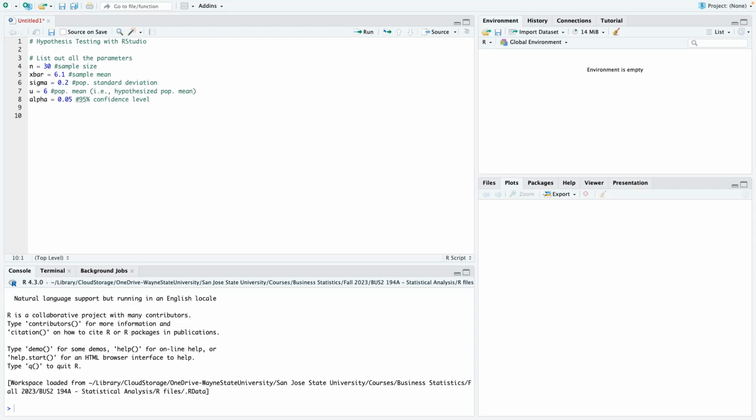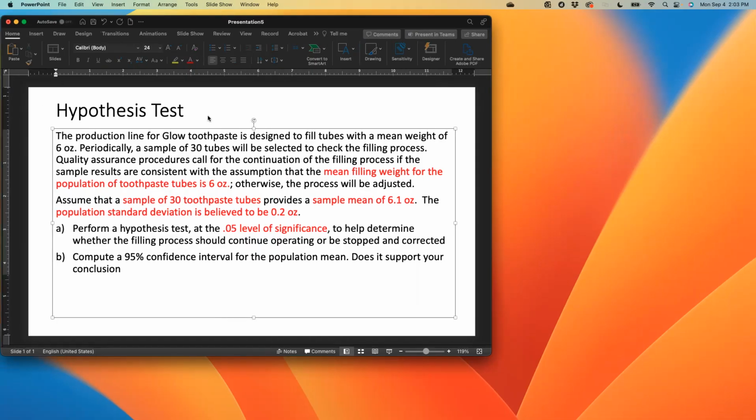All right, so now we have all of those parameters listed out. You will see how all of that plays in when we get to the test statistic. So the next thing we want to do is to state our null and alternate hypotheses. So we go back to the question.